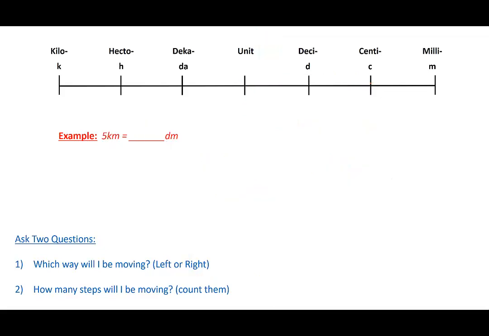All right, let's do another one. In this case, we are still on meters. So the unit is meters. And we are on kilometers, that's over here. We want to go to deci, which is over here. And our number was 5. That 5 had an invisible decimal point behind it. All right, so first question, which way will I be moving? Well, I started here, I want to go over here, so I'm moving right.